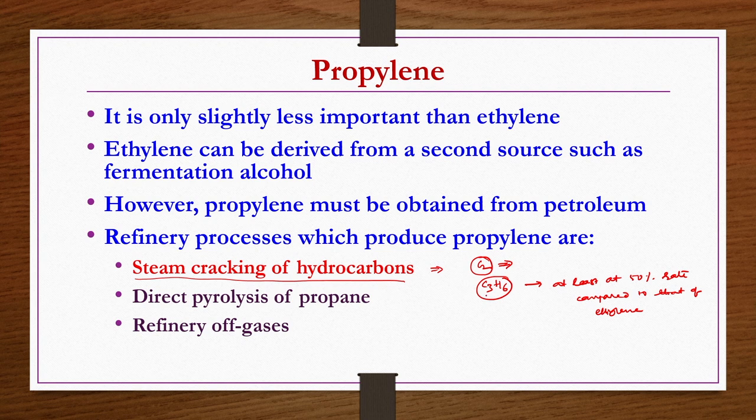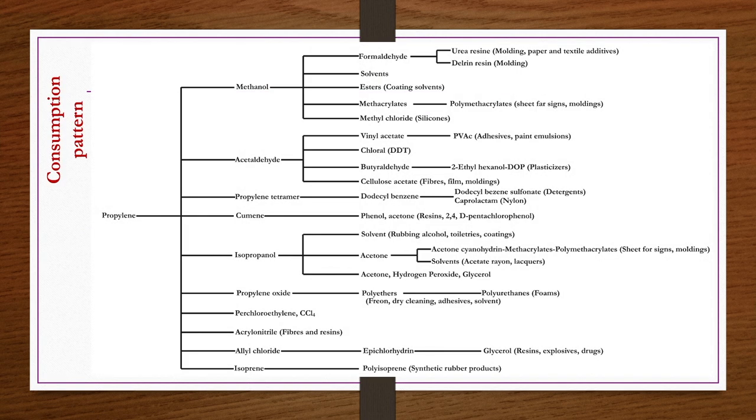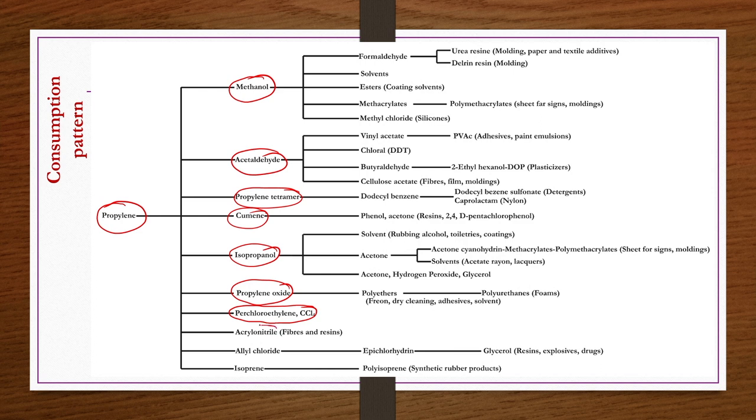So not only from the production rate point of view, but also from the applications point of view, propylene is very much essential, right? So that we can see in this chart. Now, if you see this consumption pattern of propylene, you can understand how important it is, that you can utilize it to produce different types of intermediates and then end chemicals. So, from propylene, you can produce intermediates like methanol, acetaldehyde, propylene tetramer, cumene, isopropanol, propylene oxide, perchloroethylene, carbon tetrachloride, acrylonitriles, allyl chlorides, isoprene, etc.